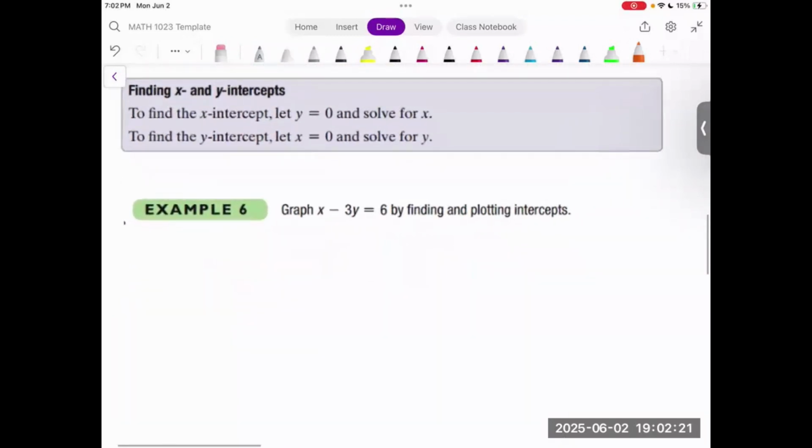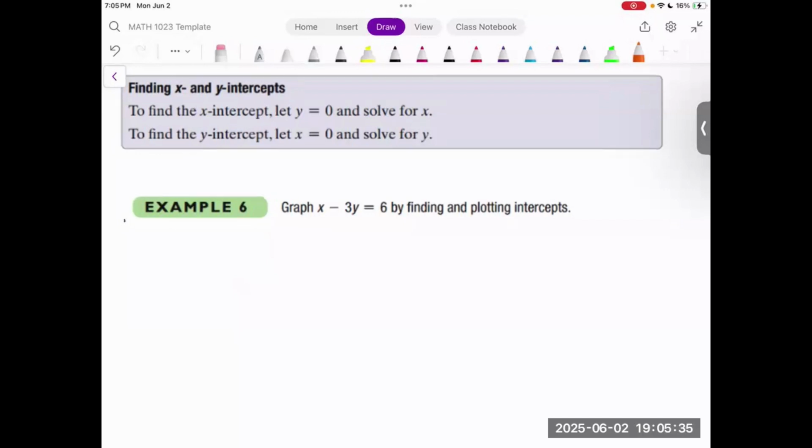And this is the property that we just talked about. For the x-intercept, you let y equal 0 and solve for x. The y-intercept is you let x equal 0 and solve for y, right? It's the same property that we put in the box. So I'll give you a couple of minutes to find the x-intercept and the y-intercept.